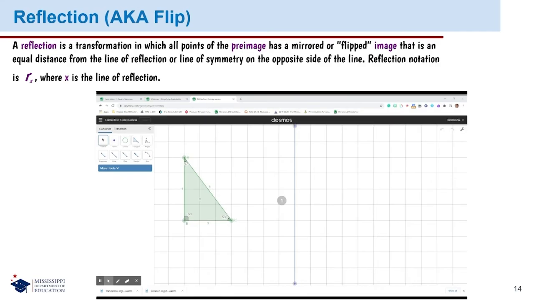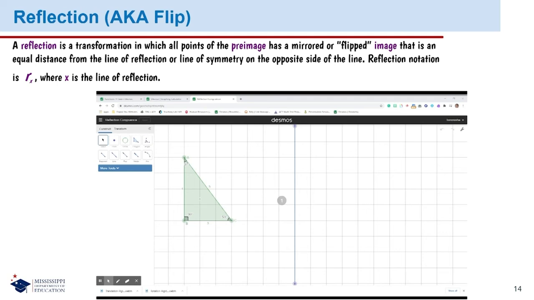So now let's look at a reflection, which you may have heard as a flip, but the mathematical term is reflection. A reflection is a transformation in which all points of the pre-image have a mirrored or flipped image that is equal distance from the line of reflection, or line of symmetry, on the opposite side of the line.